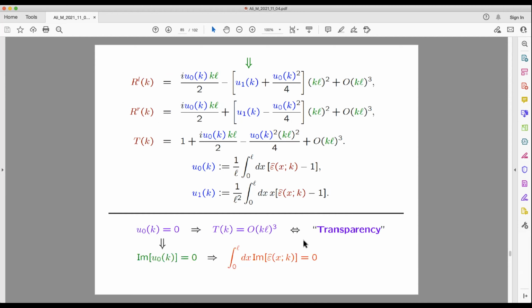But look at U0. U0 is here. So if U0 is 0, its imaginary part should be 0. But the imaginary part of U0 is just the integral of the imaginary part of the permittivity. That means the average of the imaginary part of the permittivity is 0. That is precisely balanced gain and loss in a very general sense.